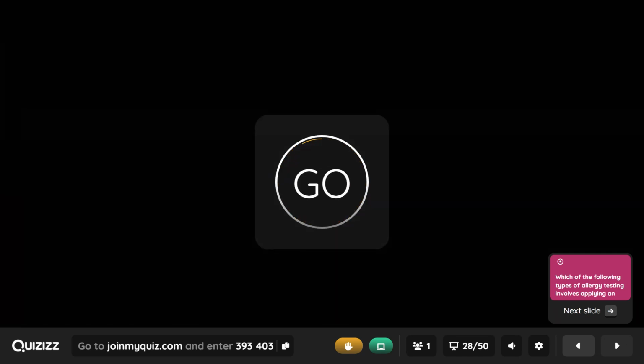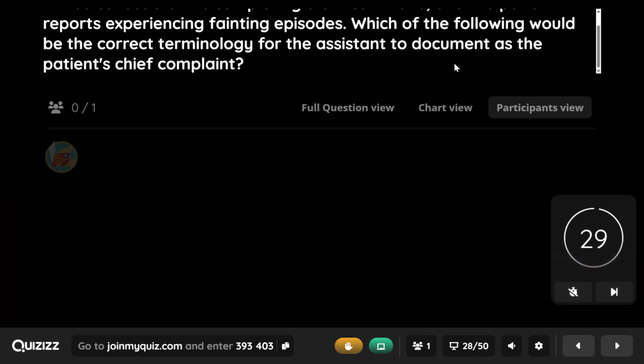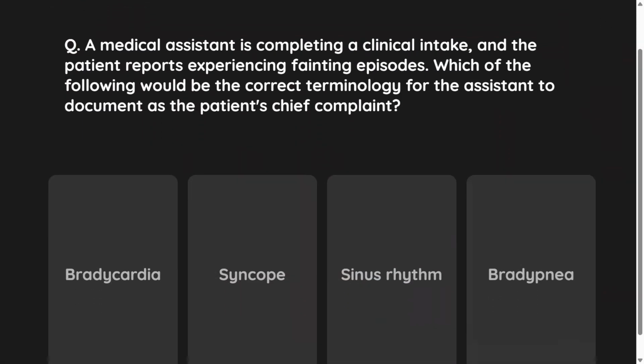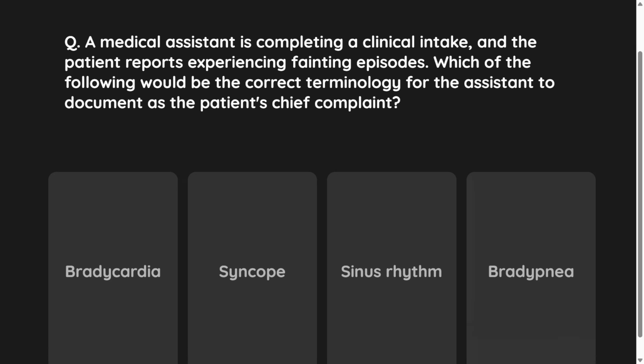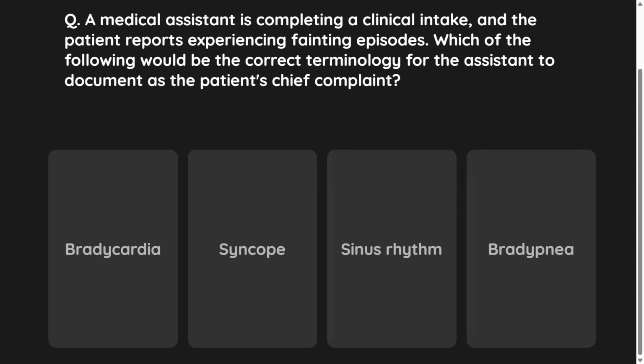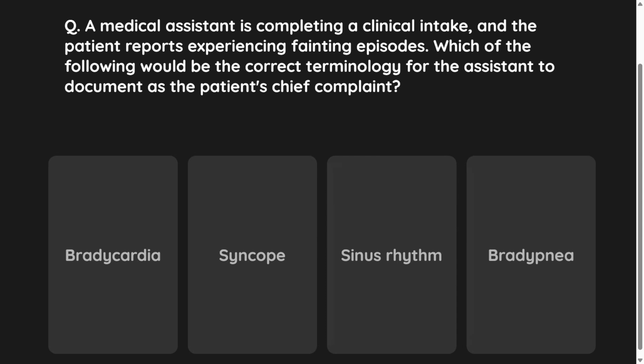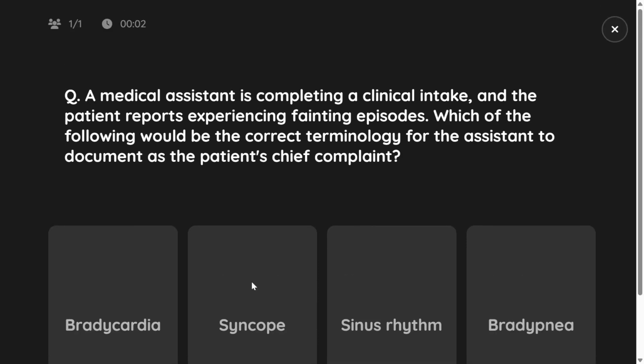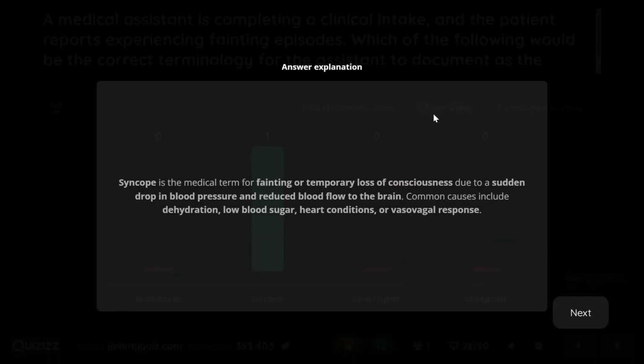All right, next question. A medical assistant is completing a clinical intake and the patient reports experiencing fainting episodes. Which of the following would be the correct terminology for the assistant to document as a patient's chief complaint? Would it be bradycardia, syncope, sinus rhythm, or bradypnea? Again, the patient reports experiencing fainting episodes. What is the correct terminology for you to document as the patient's chief complaint? If you said syncope, you are 100% correct.